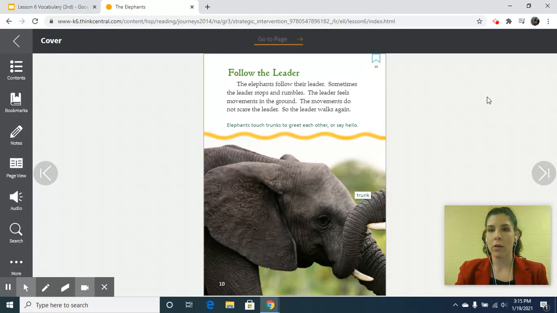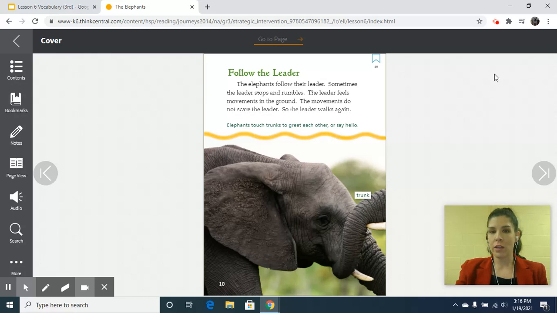Follow the leader. So now we're going to hear about what that means. So the elephants follow their leader. Remember, the leader is a female. Good job. Sometimes the leader stops and rumbles. The leader feels the movements in the ground. What does she use? Her trunk. Good job. The movements do not scare the leader, so the leader walks again.